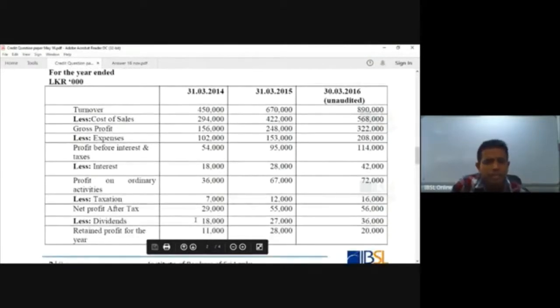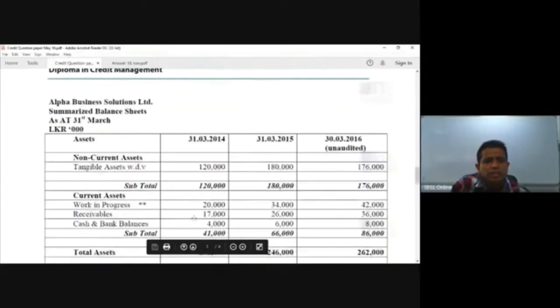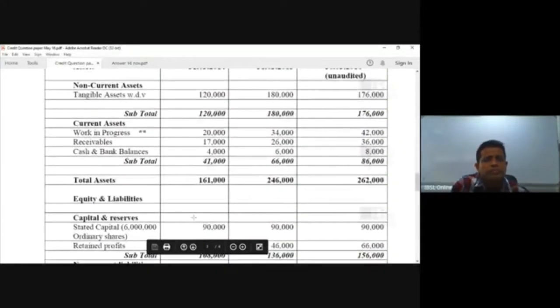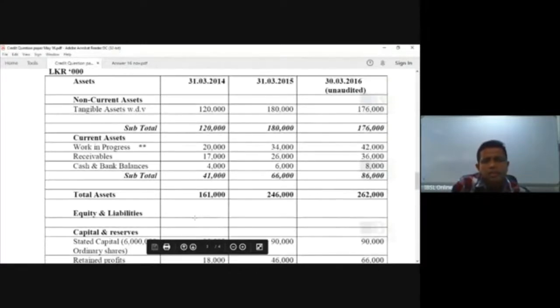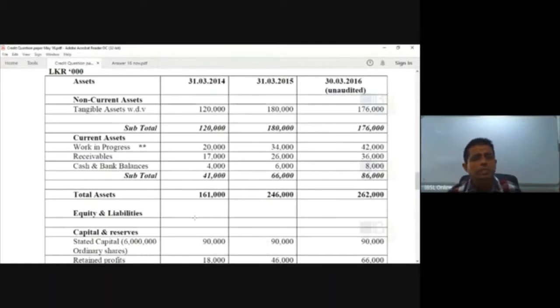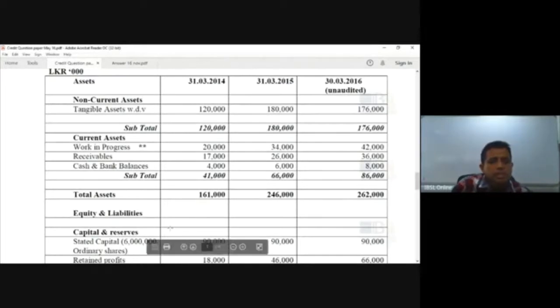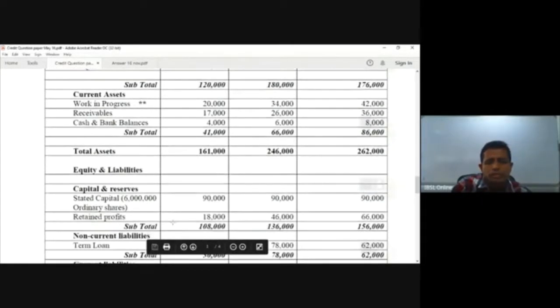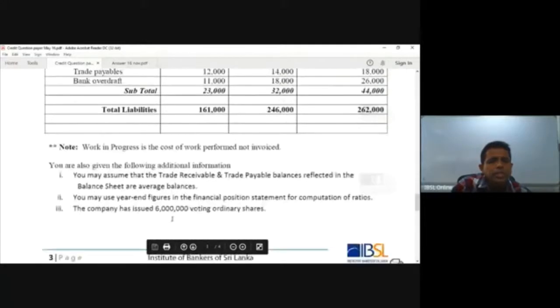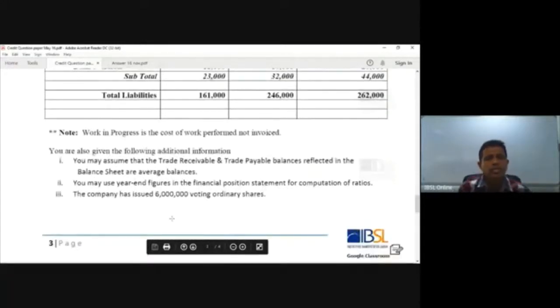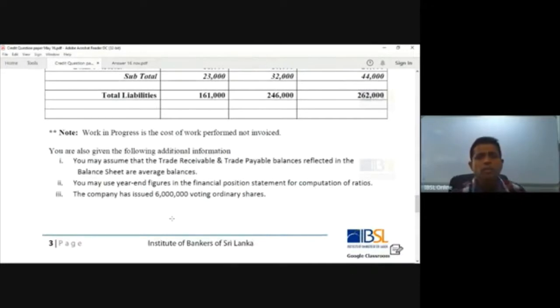An income statement is given. Similarly, the balance sheet is also given. Here, one of the differences is that instead of inventories, you have work in progress stocks. And 6 million ordinary shares are also there. If you go to the additional notes, work in progress is the cost of work performed, not invoiced. Therefore, that cost is also taken into account as the work in progress value.